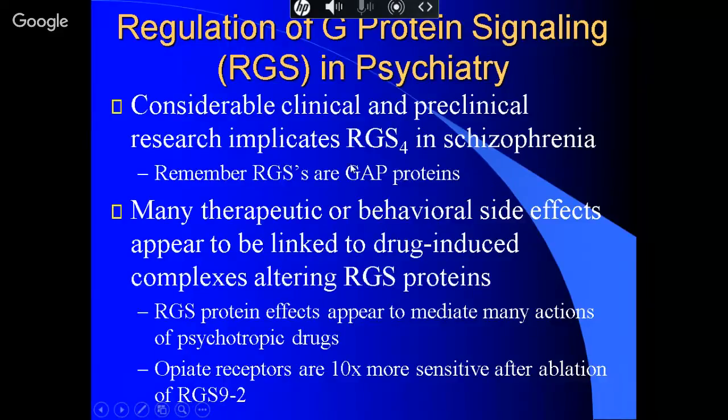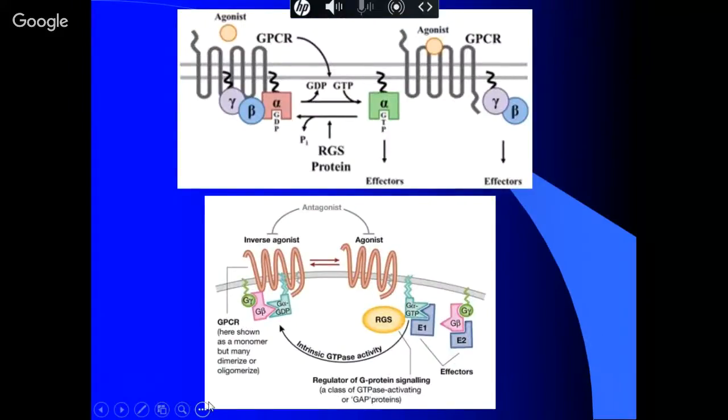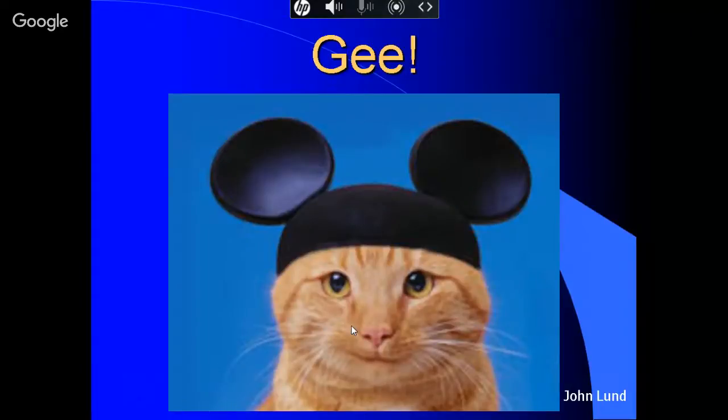And I'll say again that if you look up mechanisms of schizophrenia now, you're not getting anywhere without getting into RGS proteins. The RGS protein, regulator of G protein signaling. And the psychotropic drugs, the opiate receptors. Look at this. An opiate receptor is 10 times more sensitive if you ablate this regulatory protein. That tells you the huge influence that these regulatory proteins have on pain. And this is a really good slide that shows you the sort of thing that we're talking about here for these regulatory G proteins. All right. That's it.